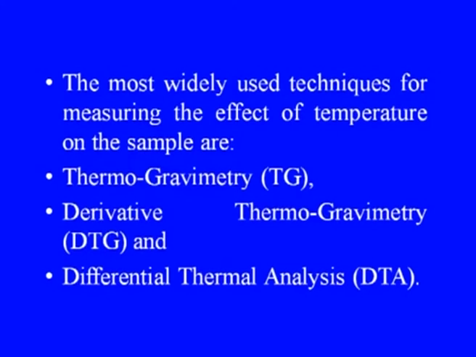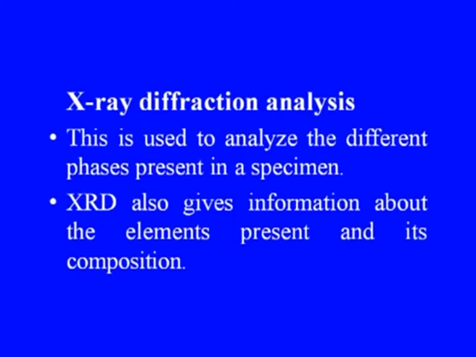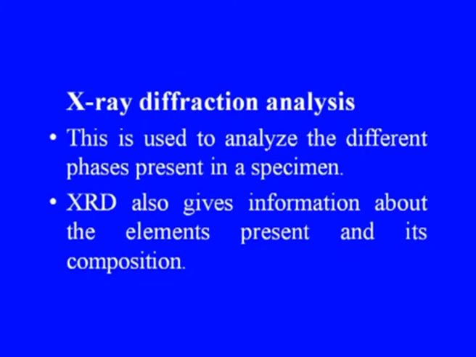The most widely used technique for measuring the effect of temperature on the samples are thermogravimetry, also called TG test, then derivative thermogravimetry, also called DTG test, and differential thermal analysis or DTA test. Then another very popular and very widely used technique is the X-ray diffraction analysis. This is quite an old process, but quite comprehensive and quite popular. This is used to analyze the different phases present in a specimen. X-ray diffraction also gives information about the elements present and its composition.